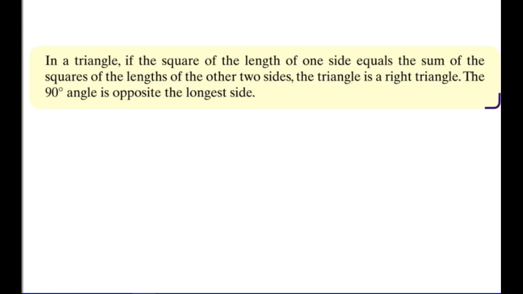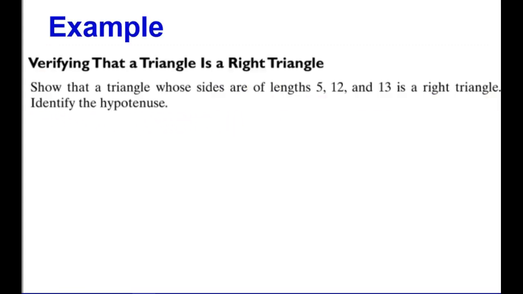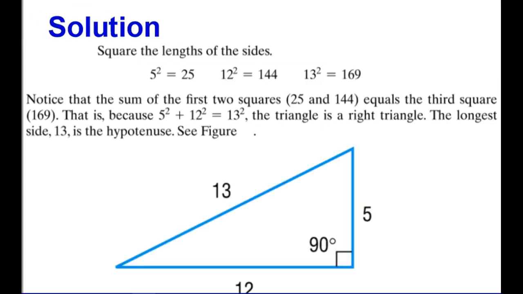Okay, so now here's the converse. In a triangle, if the square of the length of one side equals the sum of the squares of the lengths of the other two sides, the triangle is a right triangle. And the 90 degree angle is always going to be opposite the longest side. So let's look at this example. I want to verify that this triangle is a right triangle. So I want to show that if I have side lengths 5, 12, and 13, it's a right triangle, and identify the hypotenuse. Well, I know if it's going to be a right triangle, then the hypotenuse will be the longest side.